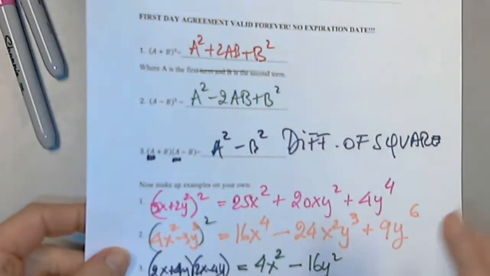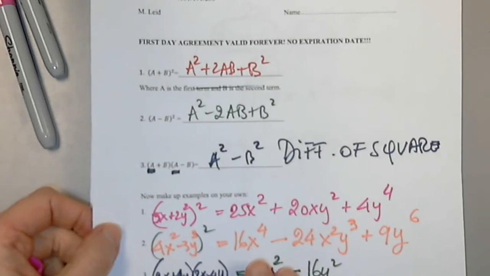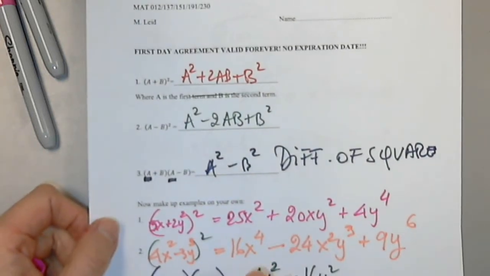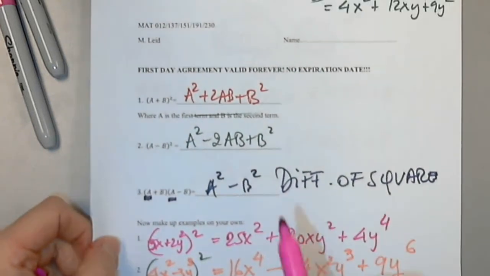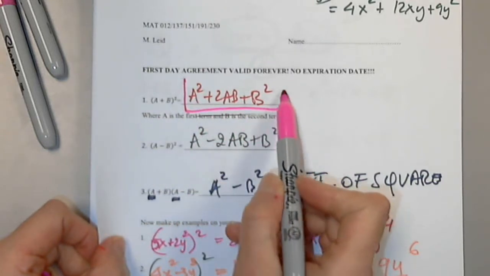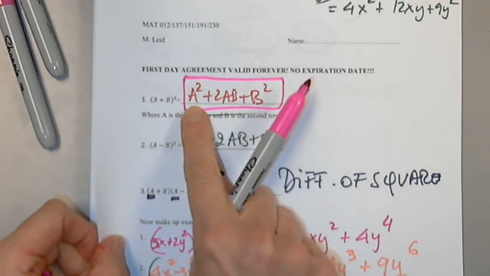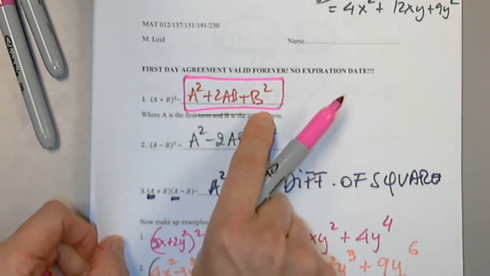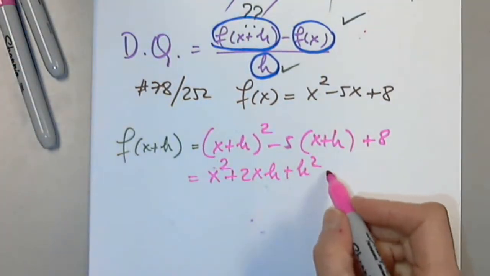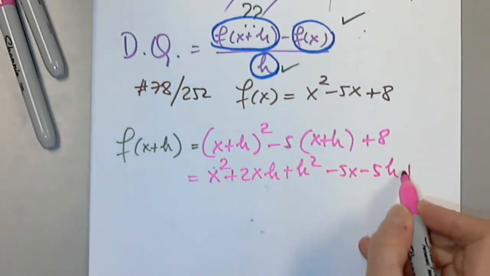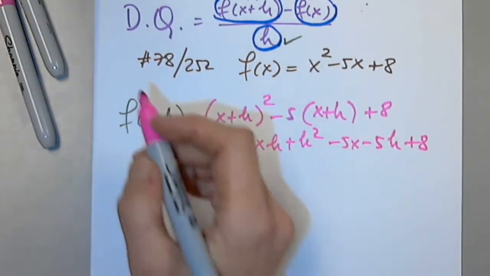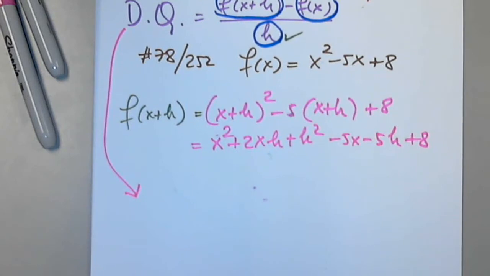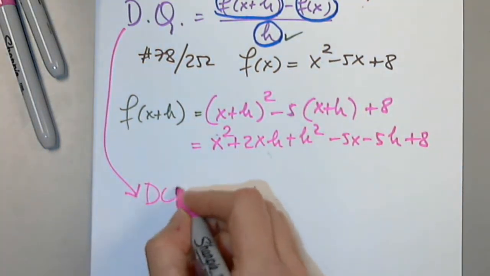Please remember, we don't want to fall behind. This is absolutely crucial. It will pop up almost in everything, right? So we have to use this formula: the first term squared plus 2 times the first times the second plus the second term squared. Good. And now I distribute negative 5x, negative 5h plus 8. And now I'm ready to put all pieces together and find the difference quotient.